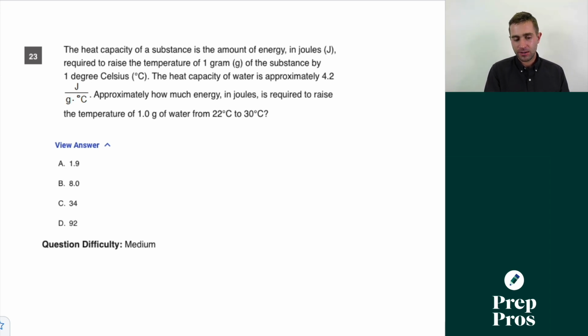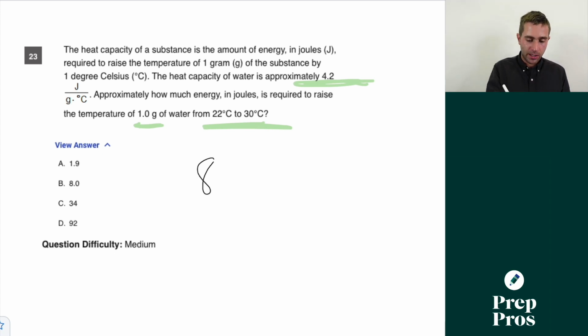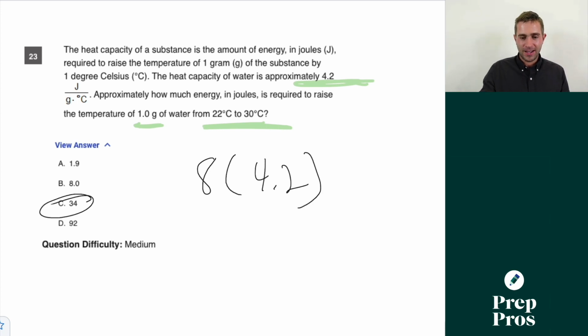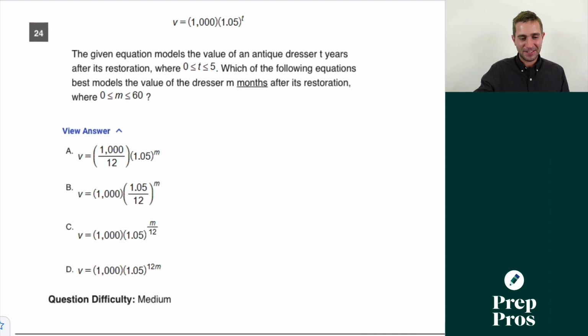Well, we're saying the heat capacity is the amount of energy required to raise the temperature by 1 degree. So it takes 4.2 joules to raise it 1 degree per gram. What we're simply looking for is how much energy it takes to increase by 8 degrees. So we want 8 times 4.2, which is going to give us 34 here. That's one I don't need to check with the calculator.